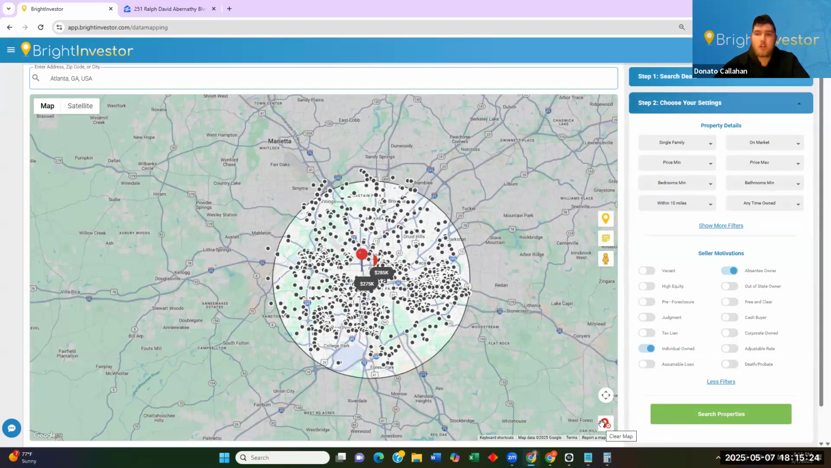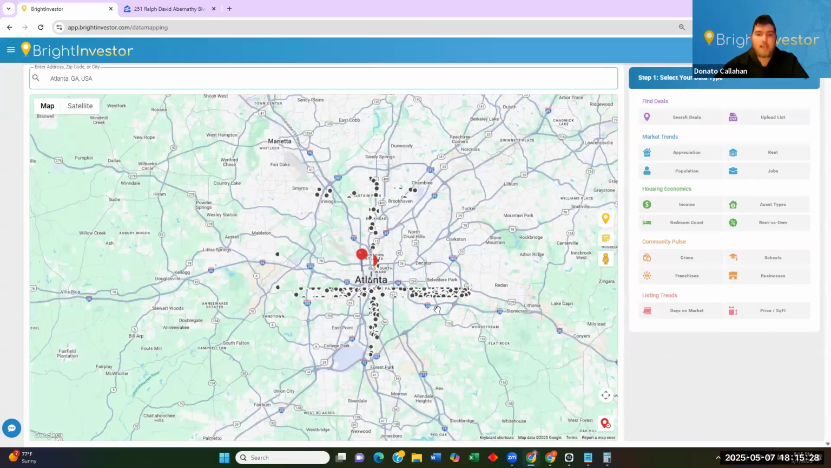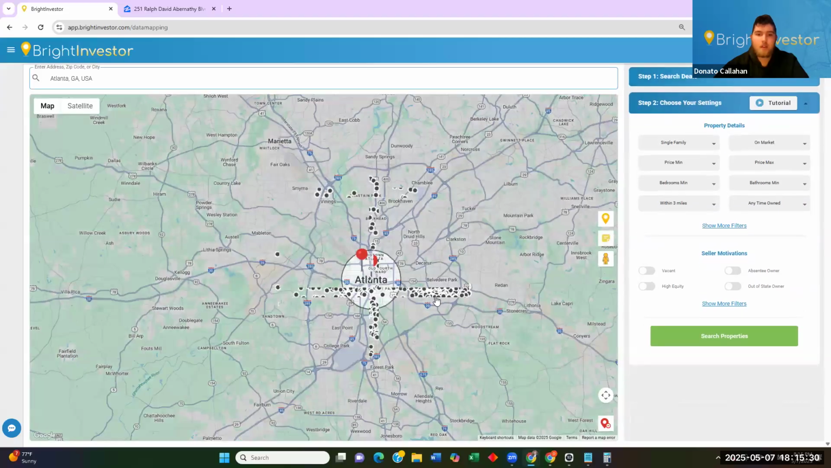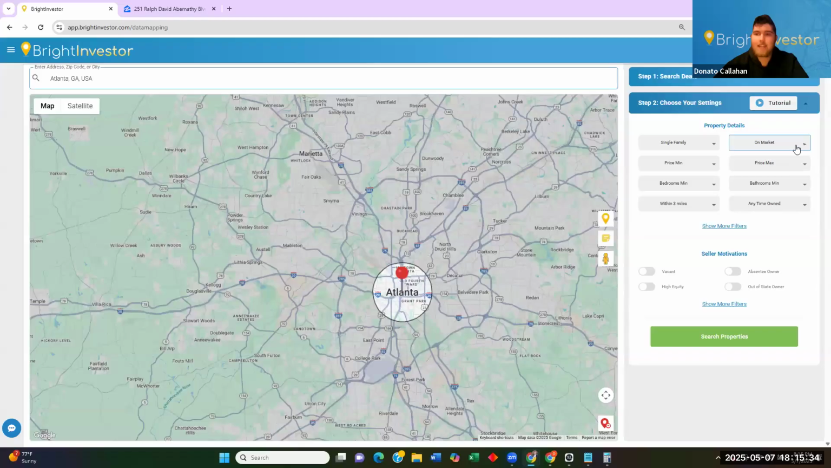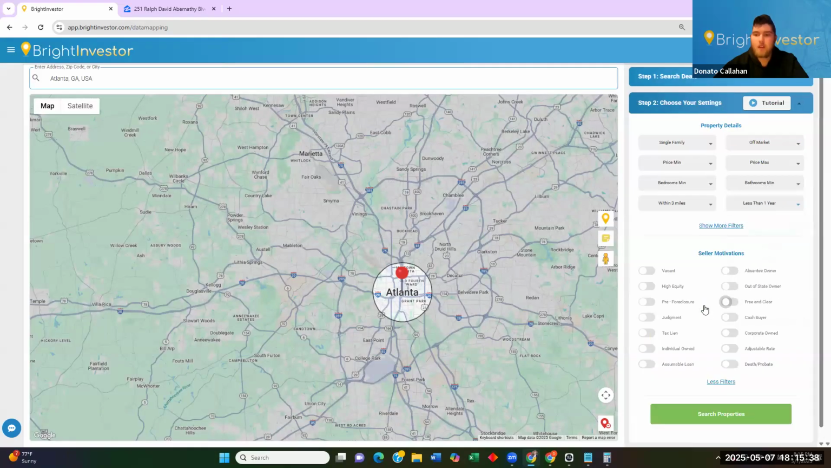The second thing we can do is start looking for buyers and say, hey, who are all the active people who are transacting in this area at a given time? Say, show me every person in the last year who bought a property for cash.